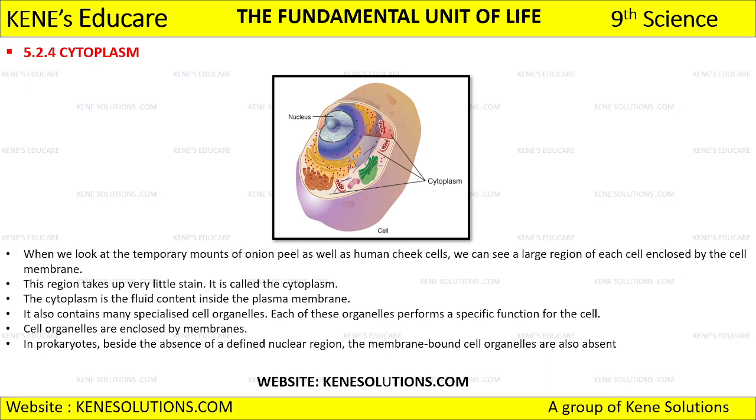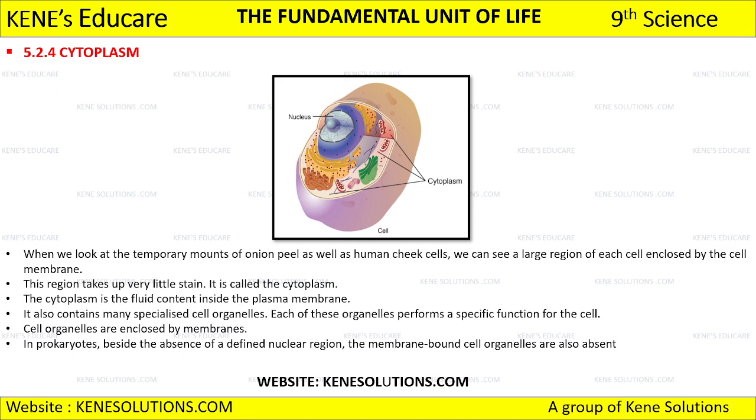And this region, if you perform it well, you will find takes a little stain, and we call this cytoplasm. What do we call it? We call it cytoplasm. So this cytoplasm is the fluid content inside the plasma membrane, and it also contains many specialized cell organelles.